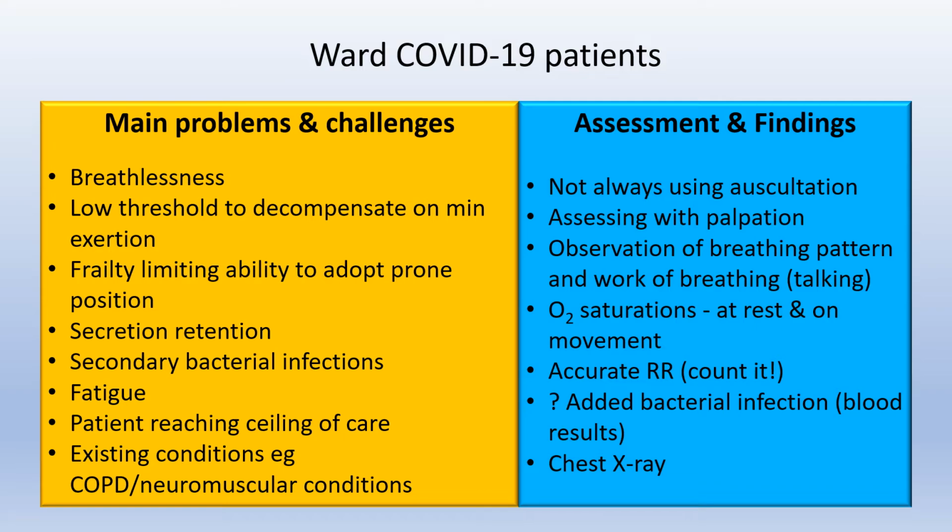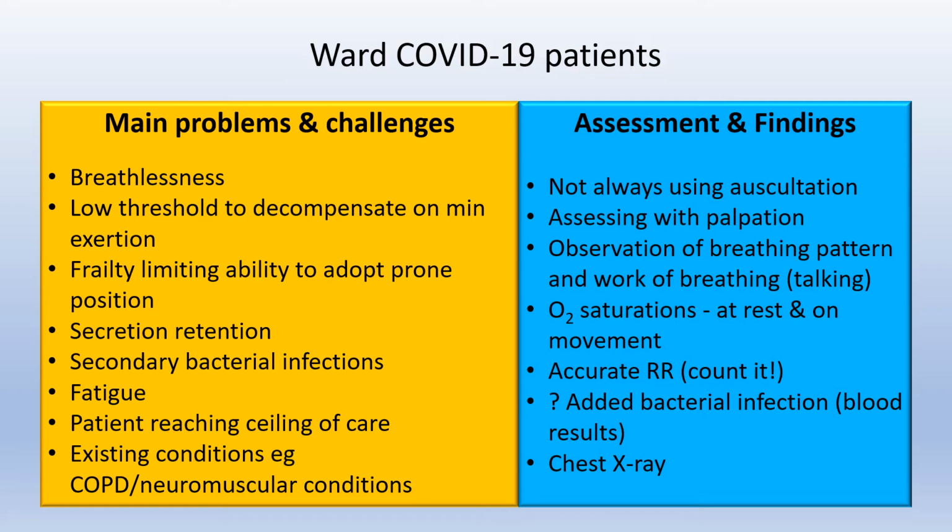In terms of assessment, not necessarily using auscultation, we weren't always able to take our stethoscopes into the areas where we're treating COVID patients, and actually it wasn't necessarily adding very much to our assessment. Palpation could tell us quite a bit about whether somebody had secretions. A really important thing was observing their breathing pattern and their work of breathing, what they were like when they were talking to you, what their stats do when they're moving or when they're at rest.